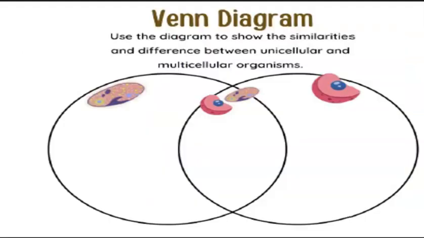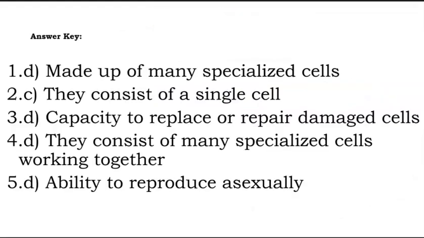And for our second part of the formative test, the Venn diagram, you are going to show the similarities and differences between unicellular and multicellular organisms. You may pause this video and just play it again when you already have the answer or answers to the questions given. And the following are the answers, number 1 to 5.